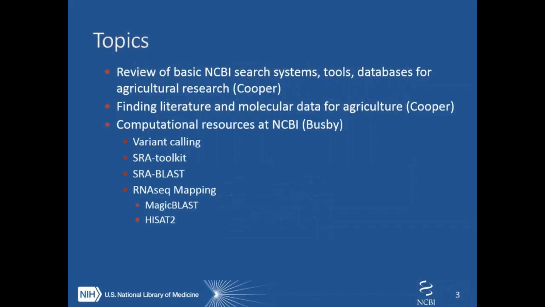Basically, what we're going to do is talk about the basic search systems at NCBI, tools and databases that are for everything, but we're going to focus on agriculturally relevant organisms. Then I'm going to do a demo on the web using some examples from cow and an example from a plant, linking across a bunch of the different NCBI databases. Then Ben is going to take over and talk about more bioinformatics types of resources, which require things like command line access and other types of things like that. Those are the topics he's going to talk about.